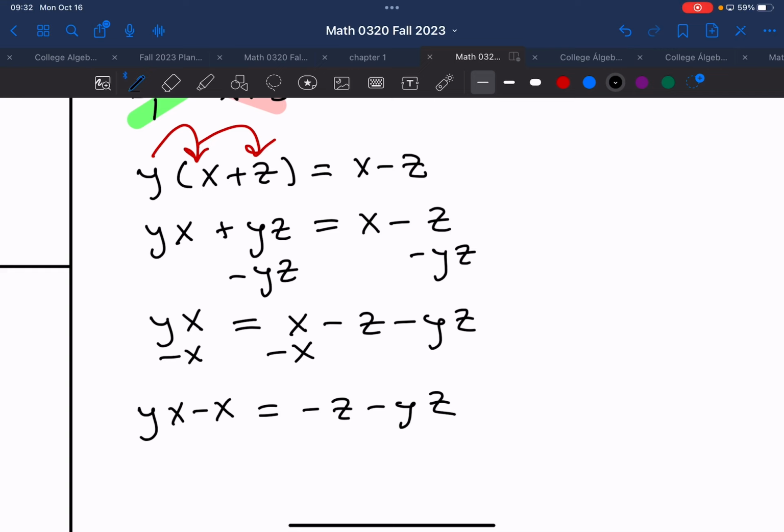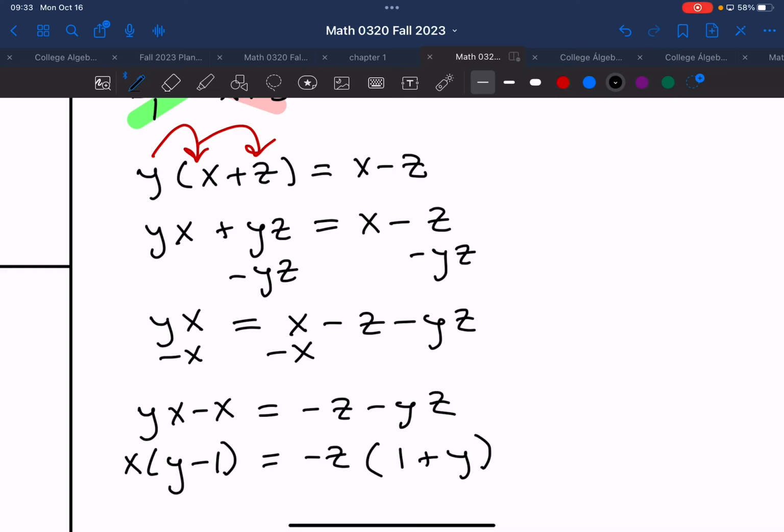Okay. What could we factor out from the left side? An x. So if we factor out an x, we're left with y minus 1. What could we factor out of the other side? Negative z. Okay, we could factor out a negative z. So when we do this, we're left with 1 plus y. You see what I'm trying to do here? What am I trying to cancel out?